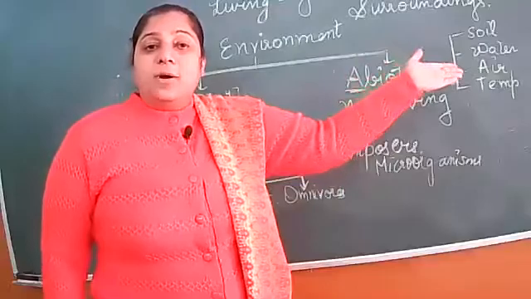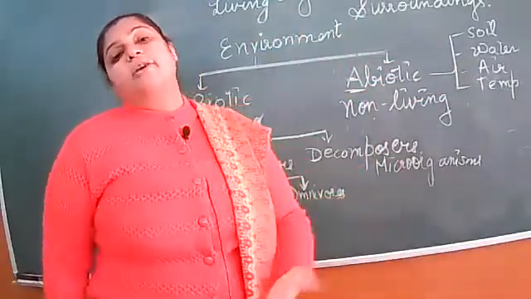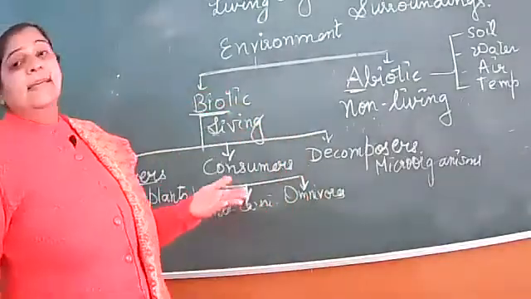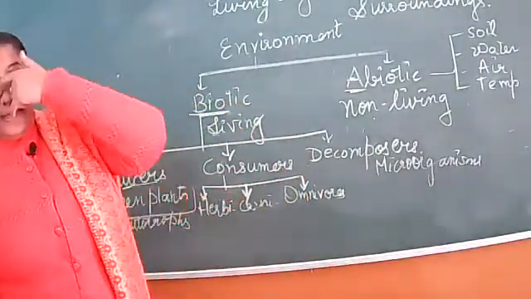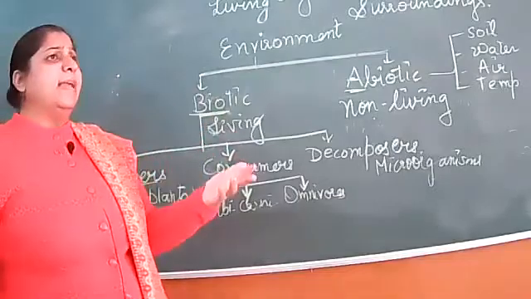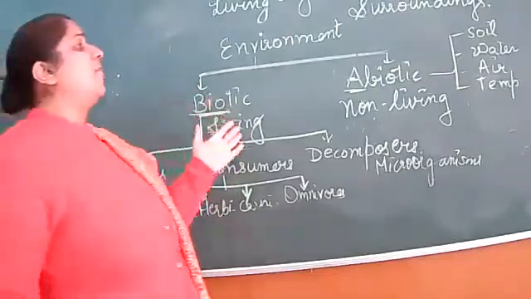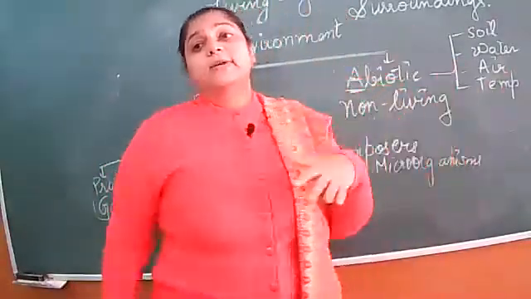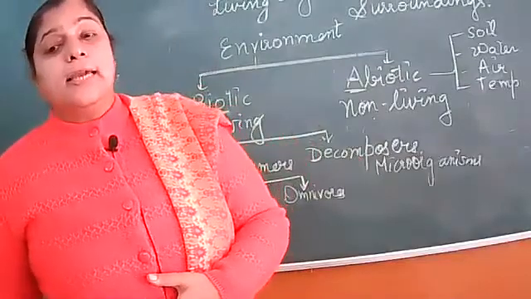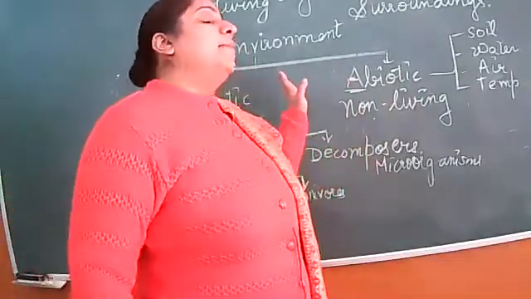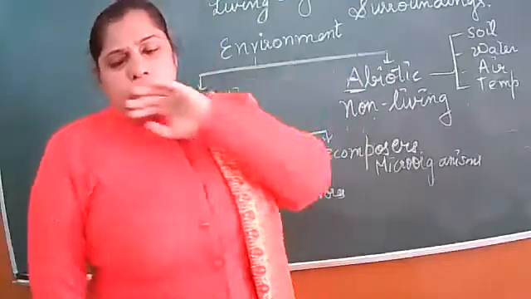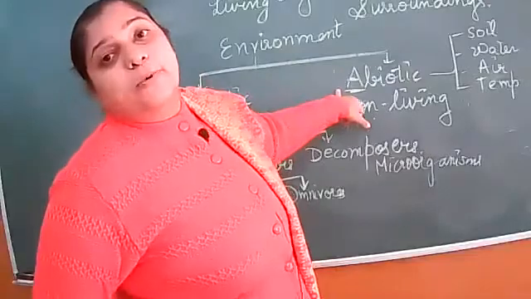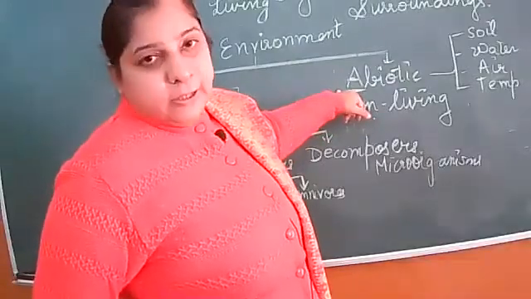If temperature is not proper, growth and survival of many organisms is not possible, right? Clear? Apart from this, we human beings, animals, we cannot survive without water and air. We need water to drink and we need air to breathe in. So, all the biotic components, all the living organisms, are dependent on abiotic components for their survival.